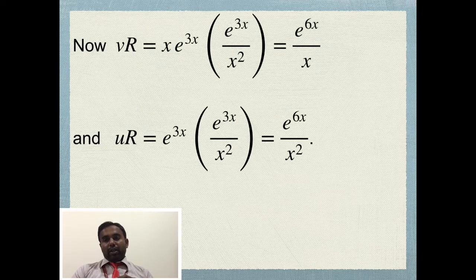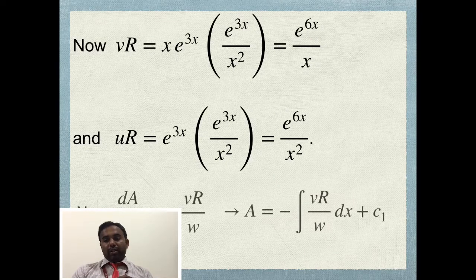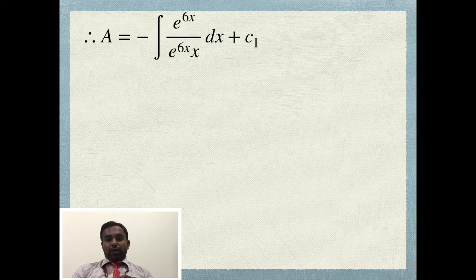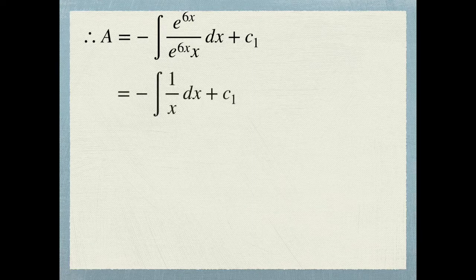Just like any other problem, we are calculating vR and uR, and we got vR equal to e^(6x) by x, and uR equal to e^(6x) by x². Of course, A is given by the integration of minus vR by W dx plus c1. Here we already know that W is e^(6x), and luckily in both vR and uR the numerator term is e^(6x), so they cancel, and the remaining term will be minus of 1 by x dx plus c1. The integration of 1 by x turns out to be log x, so the A value will be minus log x plus c1.